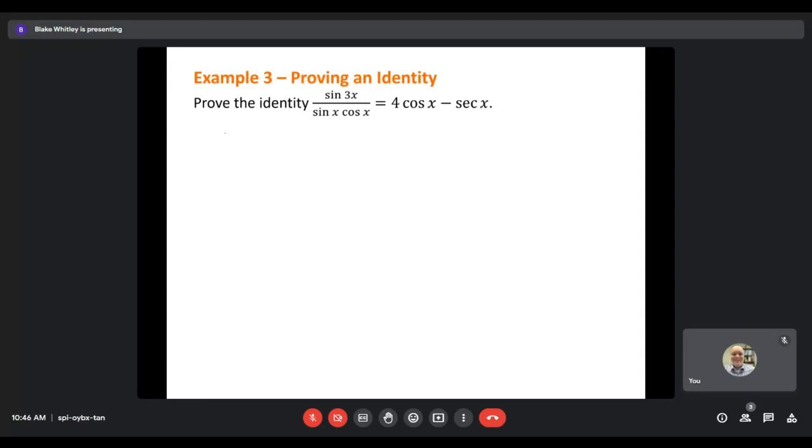We're going to take that sine of 3x. I'm going to rewrite it as the sine of 2x plus x. Okay. And that's still over sine x cosine x. All right, now at that point, I'm going to use my addition formula for sine, which is going to give us sine 2x cosine x plus cosine 2x sine x. All of that is still over sine x cosine x.